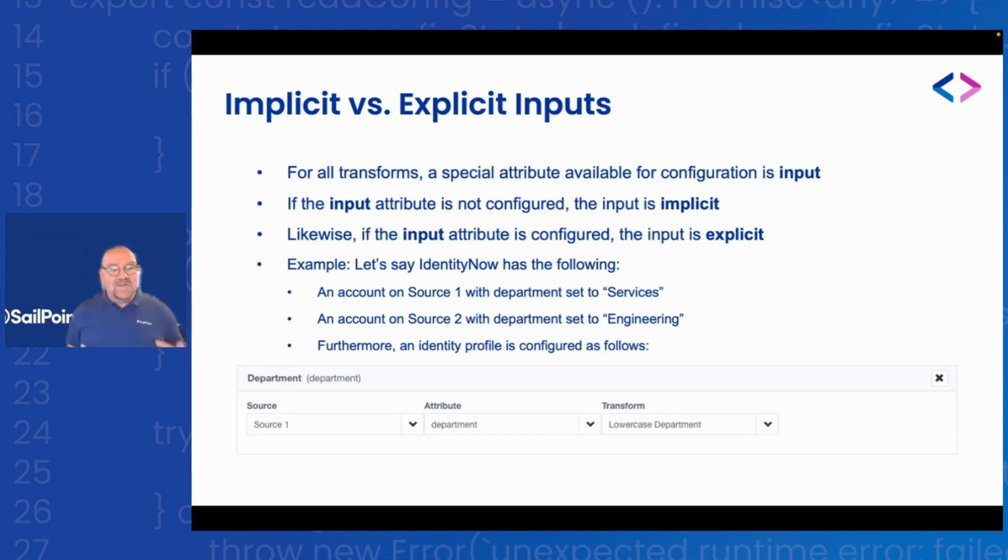So let's say with IdentityNow that we've got source 1 and source 2, and I'll explain what these are. So in source 1, we're saying that the department field has the value services, and in source 2, the department field is set to engineering. So we look at the transform being used below, and we see that source is set to source 1, and the attribute is department, and the transform is lowercase department. So bear this in mind: source 1, services; source 2, engineering.